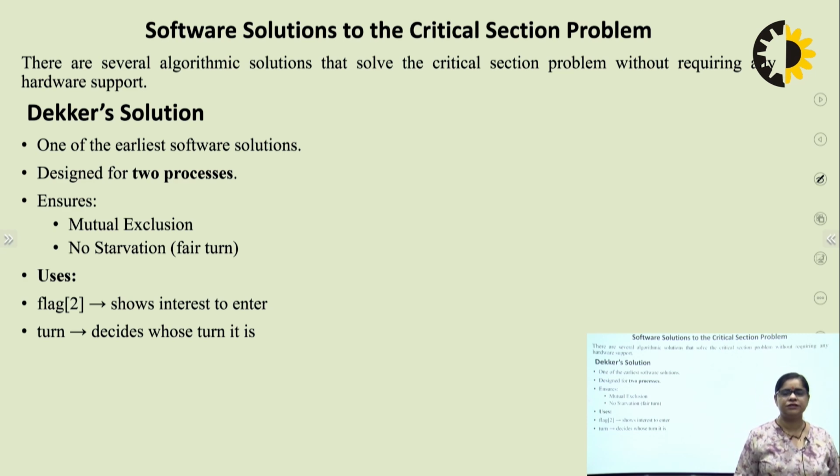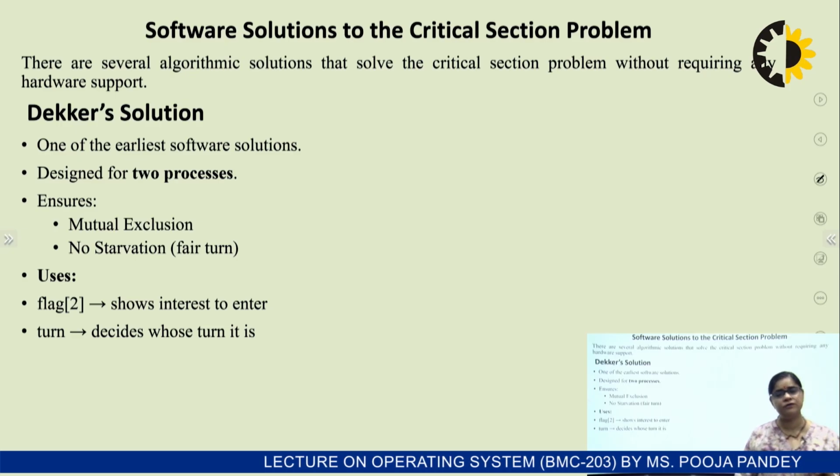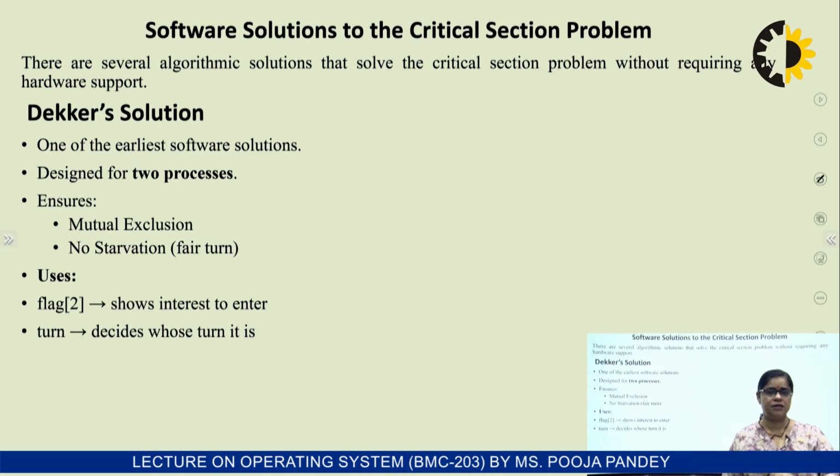Now I am going to discuss the first part of the software solution to the critical section problem. There are several algorithmic solutions that solve the critical section problem without requiring any hardware support. When we are discussing the software solution, we have to keep in mind that we don't require any hardware support. Now there are two solutions. The first one is Dekker's solution, and the second one is Peterson's solution, which we are going to discuss in my second video lecture.